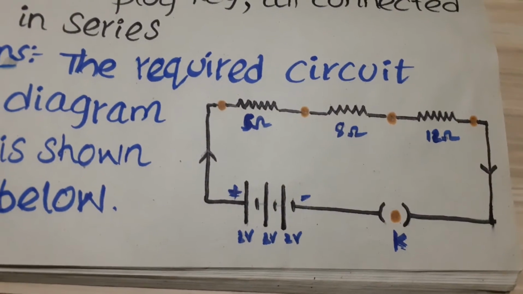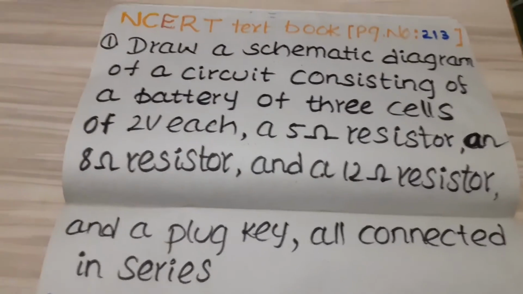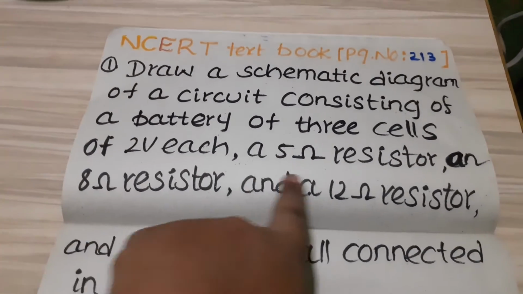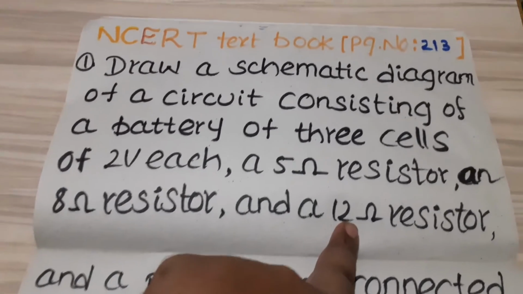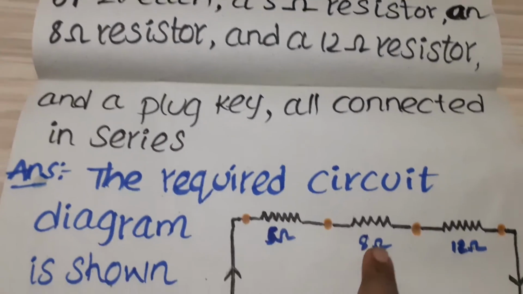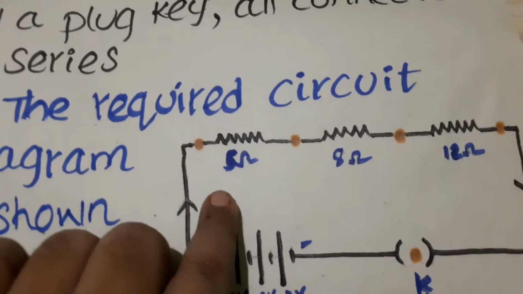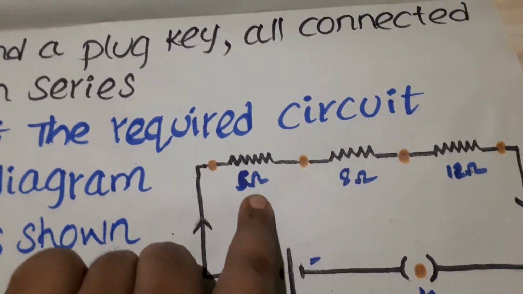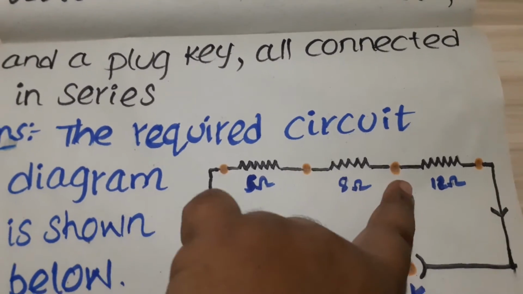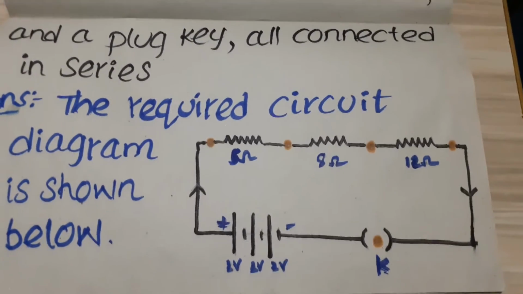This is the circuit diagram. In that question, they are asking for the three resistors, 5 ohm, 8 ohm and 12 ohm, which are connected in series combination. Series combination means one by one, end to end connection. So this is the 5 ohm resistor, 8 ohm resistor, 12 ohm resistor, end to end connection. This is called end to end connection. It is called series combination.